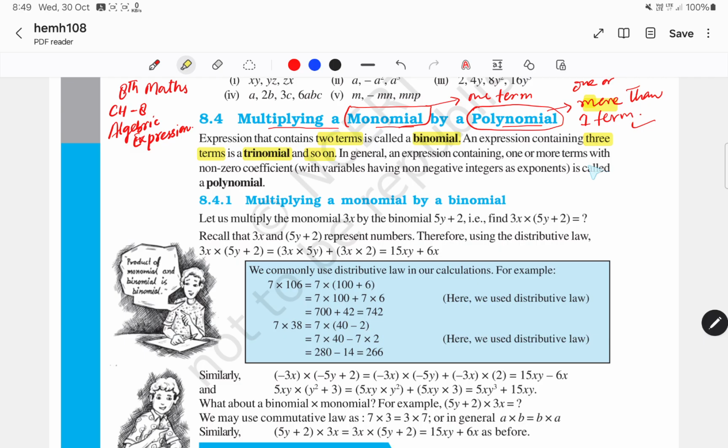So in general we can say that an expression which has one or more terms with non-zero coefficients, and with variables having non-negative integers as exponents, is called a polynomial. So we will multiply a monomial with a polynomial.